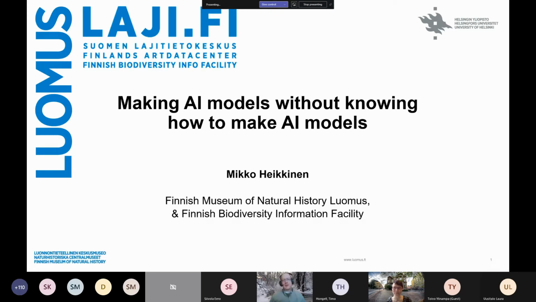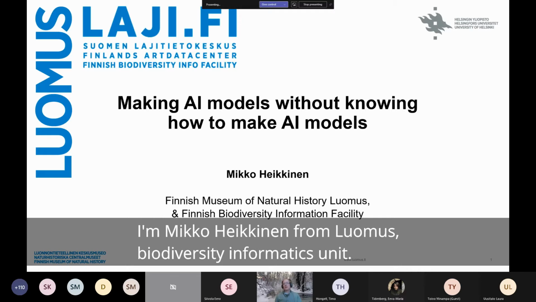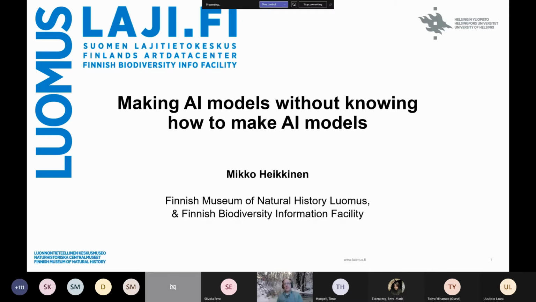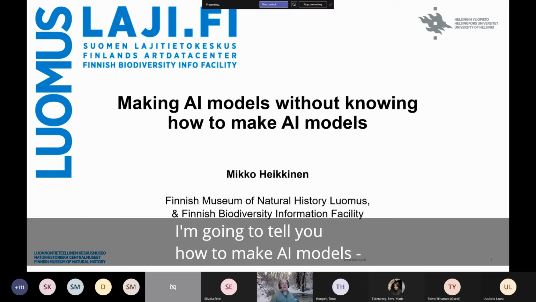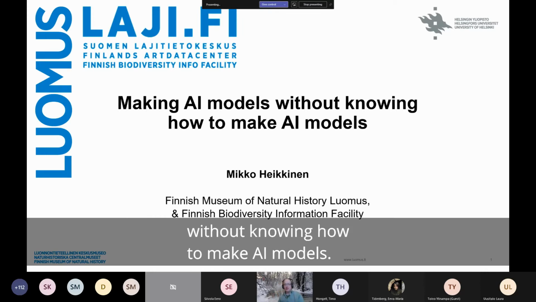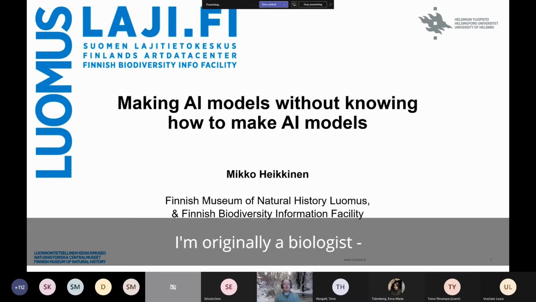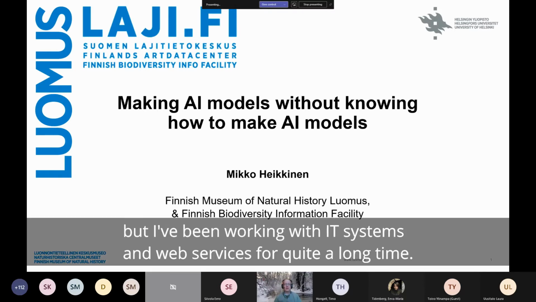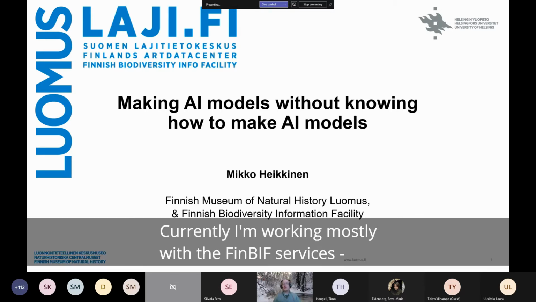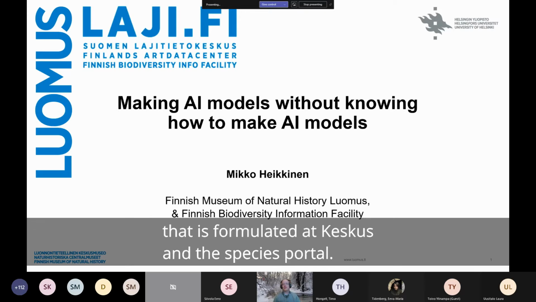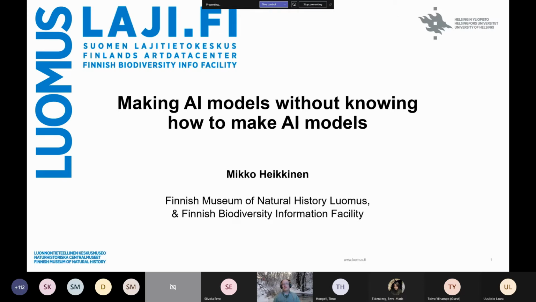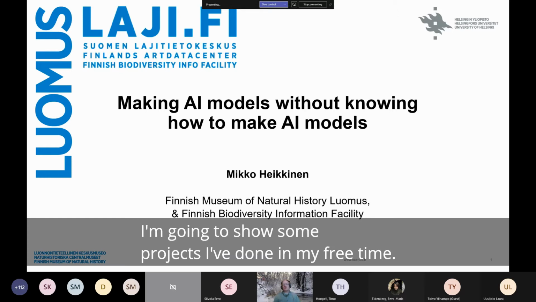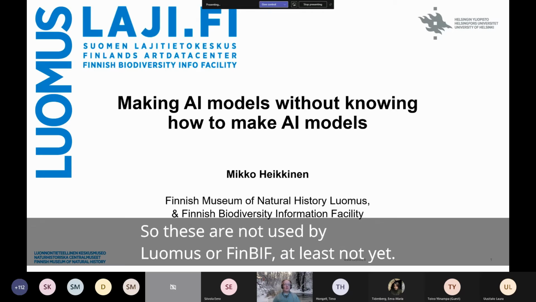Okay, thank you. So I'm Mikko Heikkinen from the Luomus Biodiversity Informatics Unit, and I'm going to tell how to make AI models without knowing how to make AI models. I'm originally a biologist, but I've been working with IT systems and web services for quite a long time. Currently, I'm working mostly with FinBIF services, that is Suomen Lajitietokeskus and the Species Notify portal. I'm going to show some projects I've done in my free time, so these are not used by Luomus or FinBIF, at least not yet.